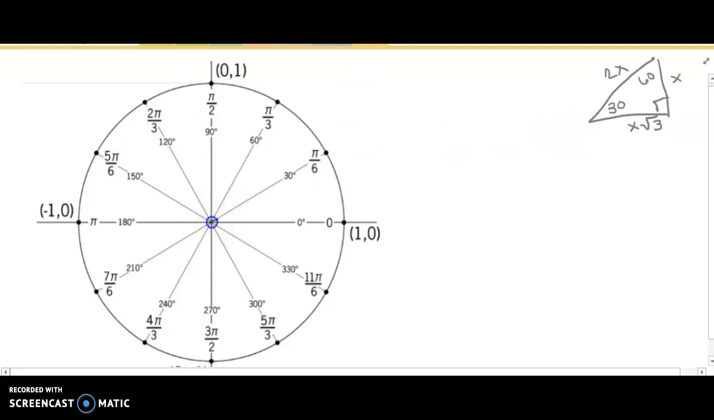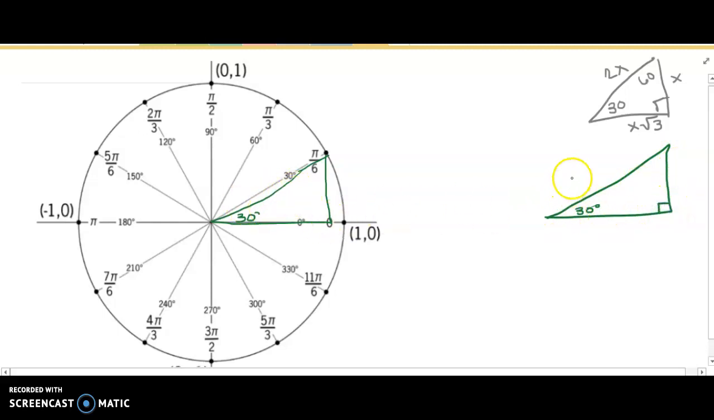Okay, so we're going to do the same thing here. What I have is this triangle here. Okay, this is 30 degrees, so I'm going to draw it here. This is 30 degrees. If I can find this length and this length, I can find my coordinate.